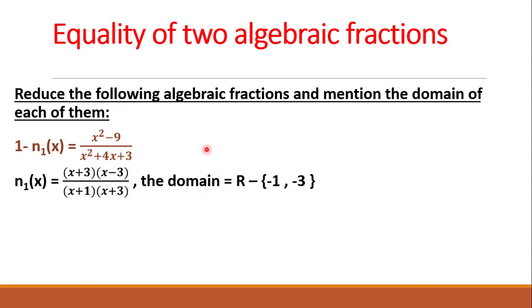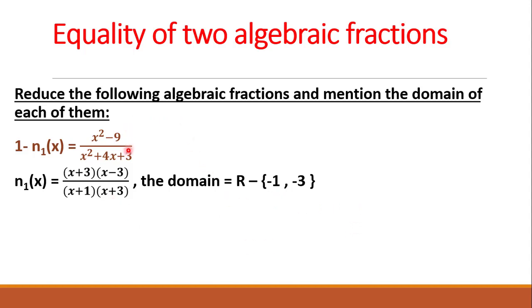The domain is R, all the real numbers except the zeros of the denominator. What are the zeros of the denominator? Negative 1 and negative 3. How to get the zeros of the denominator? X plus 1 equals 0. It means x equals negative 1. This is the first solution. X plus 3 equals 0. It means x equals negative 3.